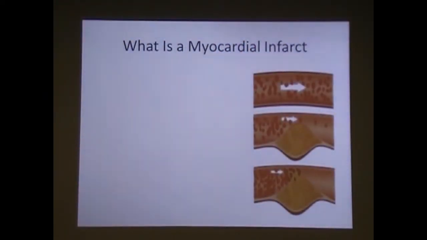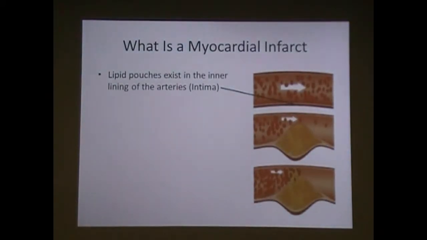So this is one slide on the steps of myocardial infarction. All of us have lipid pouches that exist in the intima of our arteries. They have done autopsies on newborns, and they have lipids in their intima. So it's natural that we all have that.